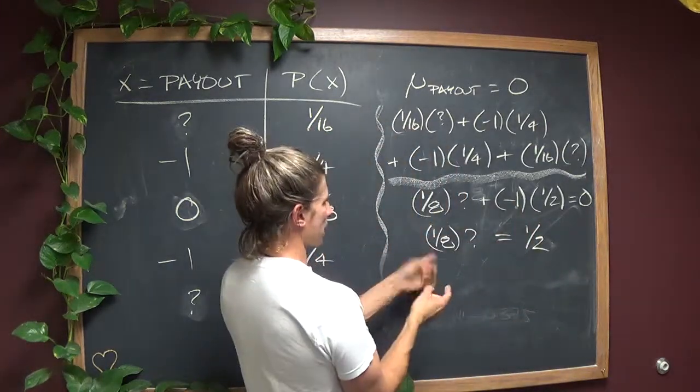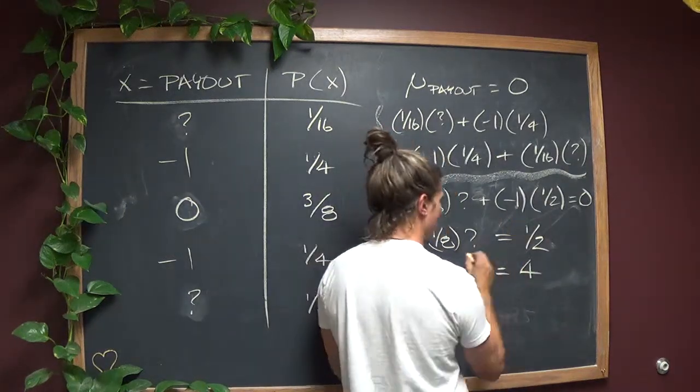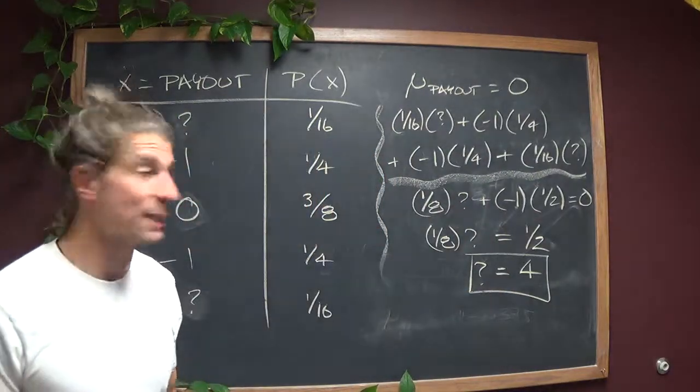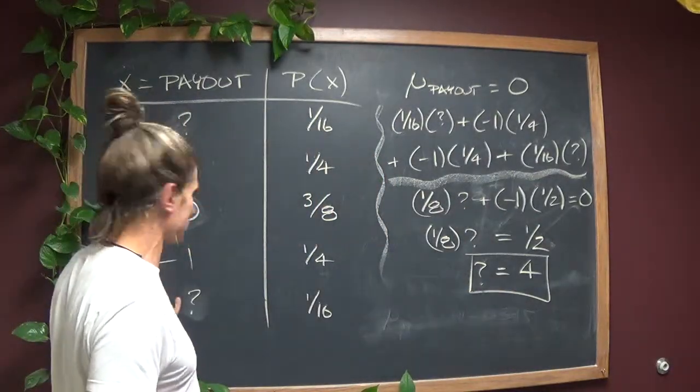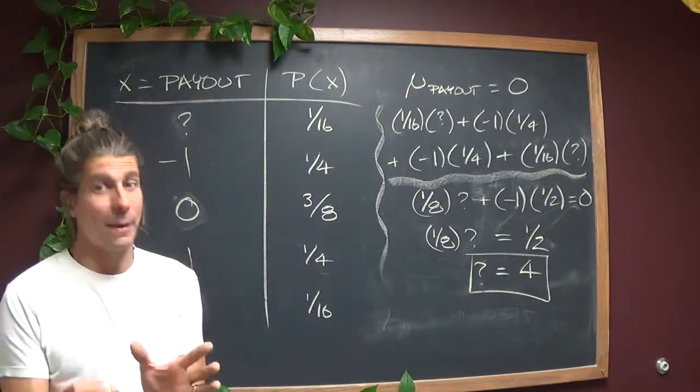And then I multiply both sides by 8. So the question mark now is 4. 8 times 1/2 is 4. Your buddy has to pay you $4 every time you win. $4 here and $4 here in order for you to break even. And hopefully that makes sense.